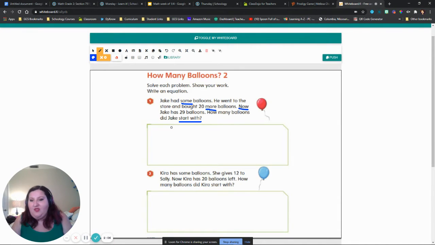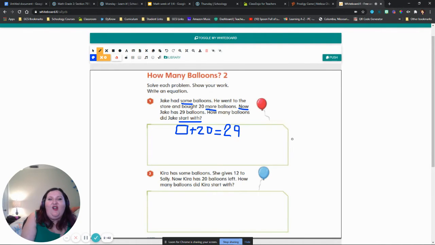Some balloons, so I'm going to represent this with our unknown box here. He went to the store and bought 20 more. We're adding here because he's getting more, so plus 20. Now, that is a key word for your equal sign, guys. That's how many is going to be your result. Now, Jake has 29 balloons, so I'm going to use my equal sign and 29. How many balloons did Jake start with? So we need to figure out that starting amount.